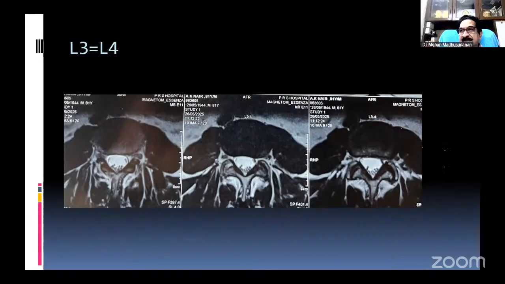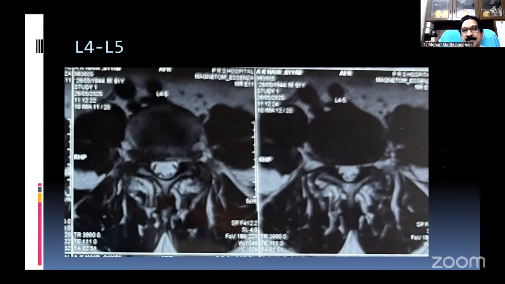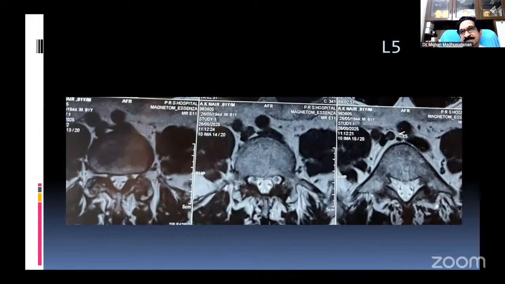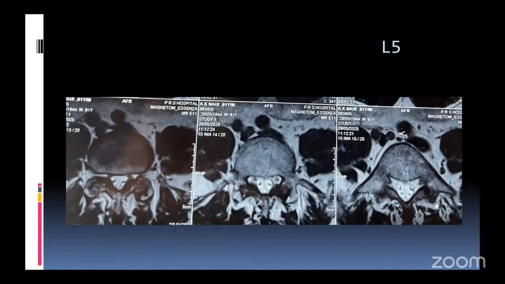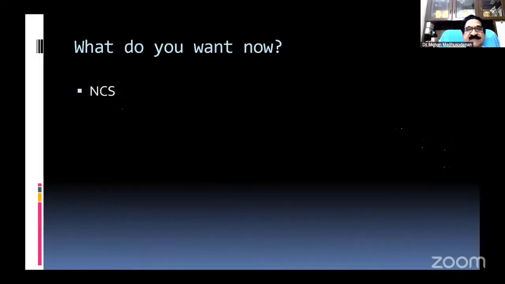But anyway, that's a good thought. Whenever you don't find a root lesion, always go to the segment also. I should go for the segment level if they are not finding anything at the root level. So what do you want now? NCS study, sir. So NCS was done. This is NCS.